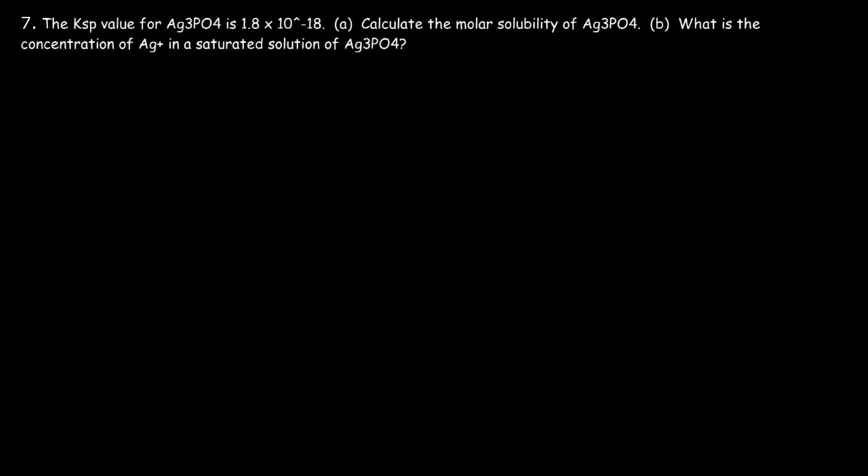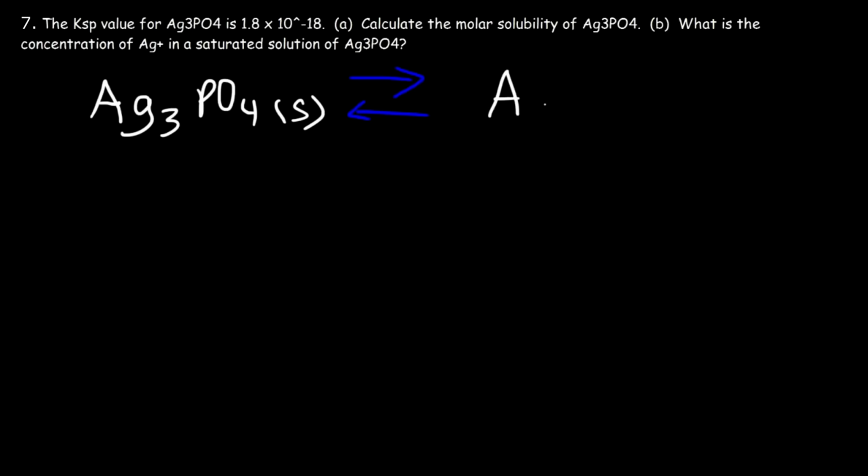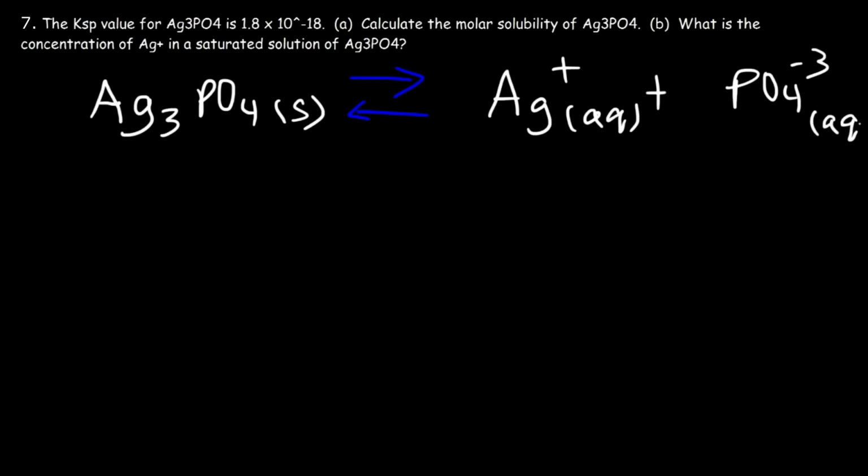The KSP value for silver phosphate is 1.8 times 10 raised to the negative 18. Calculate the molar solubility of Ag3PO4. So this is similar to the first two problems. Go ahead and try this. So let's begin with the reaction. So we have Ag3PO4 in the solid phase. And then it's going to dissociate into Ag+, which is in the aqueous phase, and also phosphate, which is also in the aqueous phase.